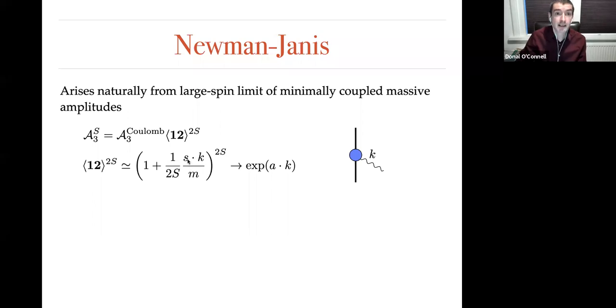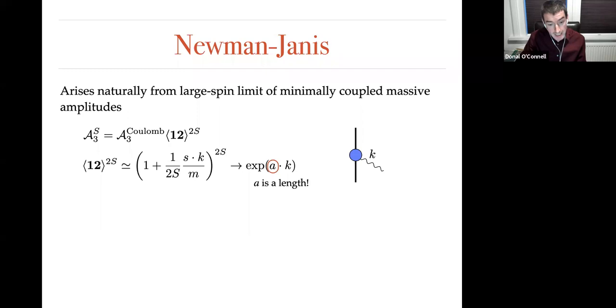Now, little s here is the spin vector, k is the momentum of the photon, and big S is the spin quantum number. If you take big S to infinity such that the spin vector is fixed, this thing goes over to an exponential. I'm just taking this big S to infinity here. a is a length. So a is S over m, the length associated with that angular momentum.